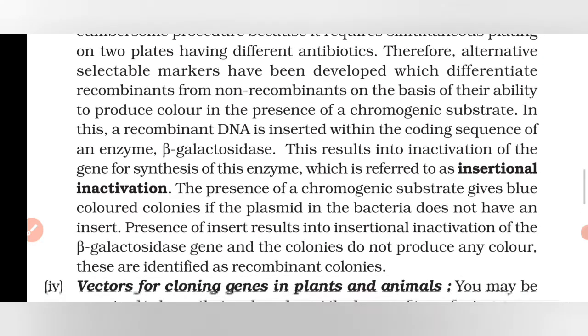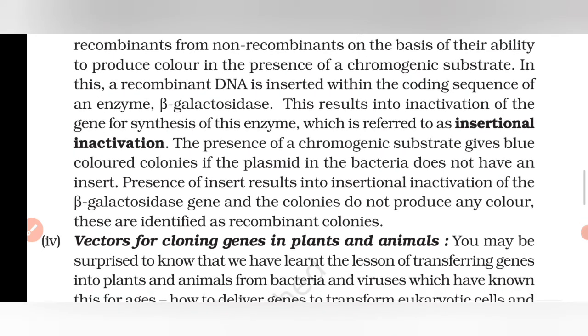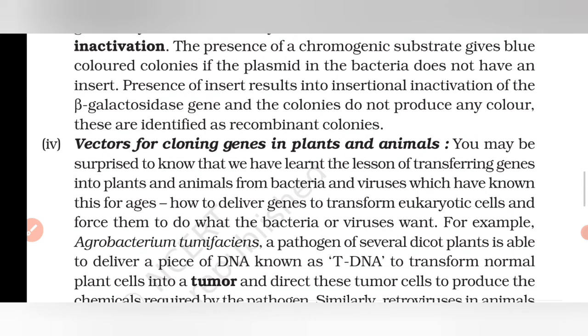The presence of chromogenic substrate gives blue colored colonies if the plasmid in the bacteria does not have the insert. If you don't insert the foreign DNA, it will still show the blue color. But in the presence of an insert, that is after inserting the foreign DNA, after insertional inactivation, it will not show blue colored colonies anymore. This is called insertional inactivation, and they are identified as the recombinant colonies because they have the insert in them.